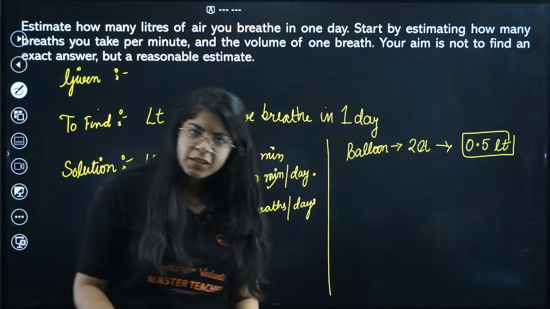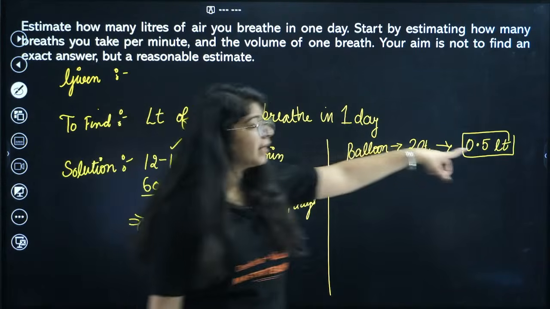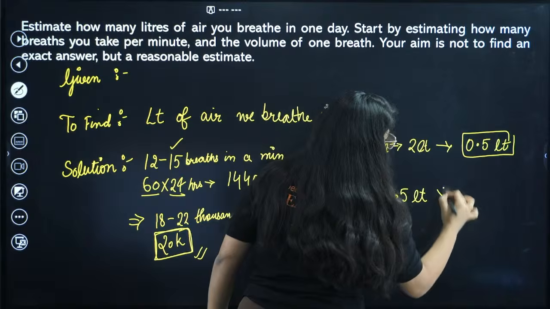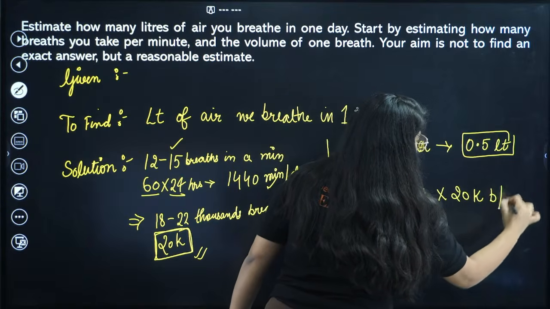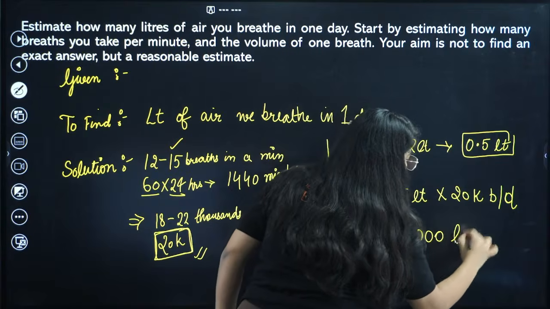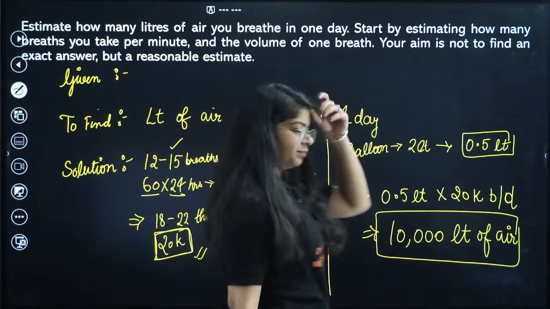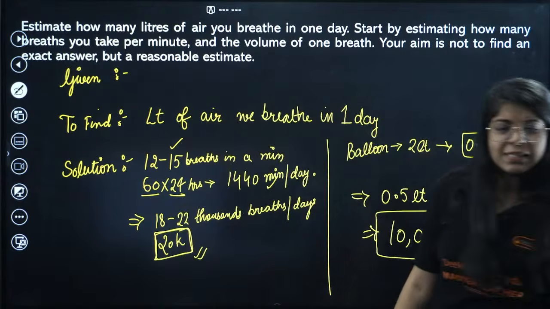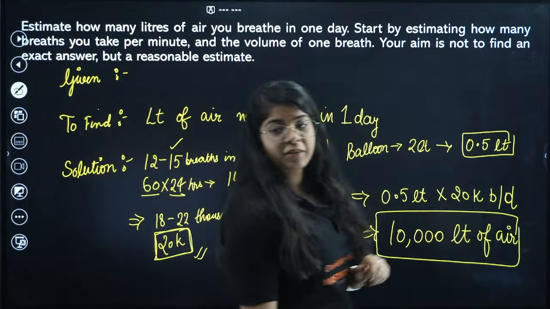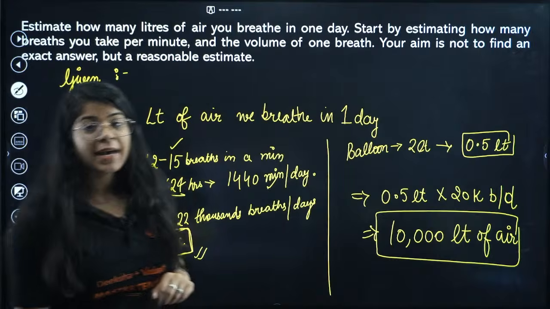And hence, I got the answer. In one day, I breathe 20,000 times, and in one breath, I take 0.5 liters. So I'll just multiply these two: 0.5 liters times 20,000 breaths in a day. That will come out to be 10,000 liters of air, and that is what we breathe in a single day. Understood? Now, this is just an estimate, just a prediction that we do. We breathe 10,000 liters of air in a day.